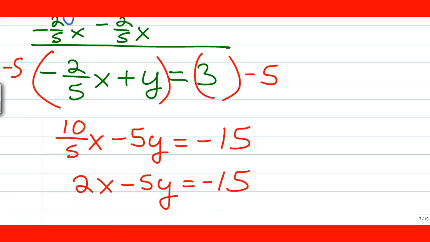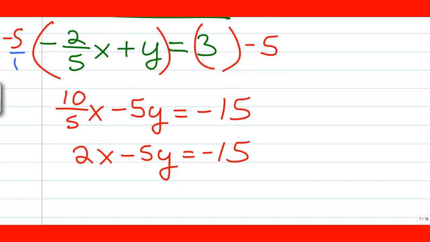So I come in here, a negative 5 times a negative 2 makes a positive 10. If we were looking at this 5 like it was over a 1, then a 1 times a 5 makes the 5 here. So 5 into 10 makes 2x. A negative 5 times a y makes a negative 5y. A negative 5 times a positive 3 makes a negative 15. So here's our second part of the answer in standard form.